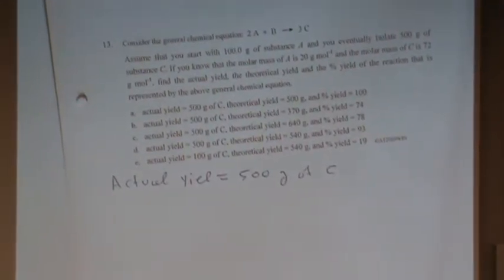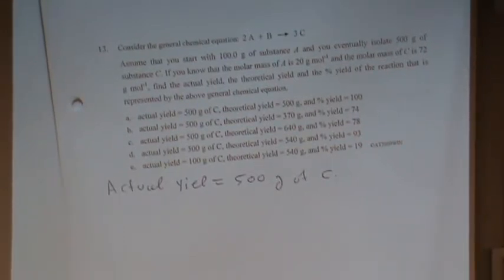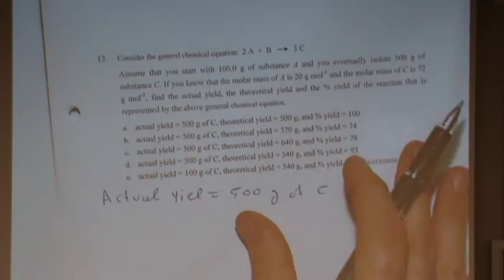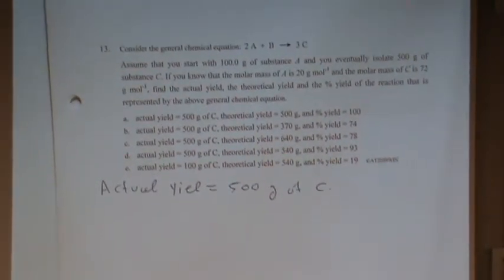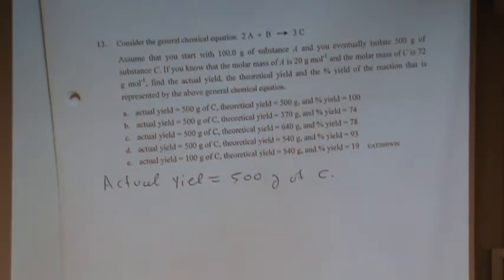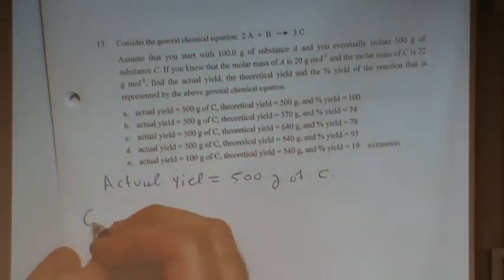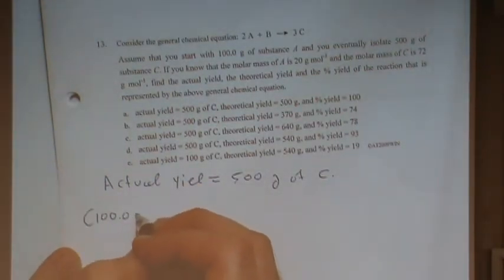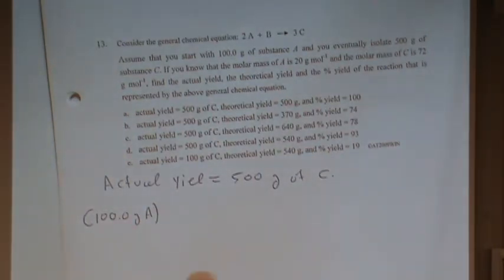The theoretical yield is calculated by using the chemical equation. So, here's the chemical equation, a general one, by the way. Makes things easy. According to the mole ratio of the chemical equation, we're going to calculate the theoretical yield. Where do we start and where do we go? We start with 100 grams of A. You agree with that? And we want to find out how many grams of C we get.